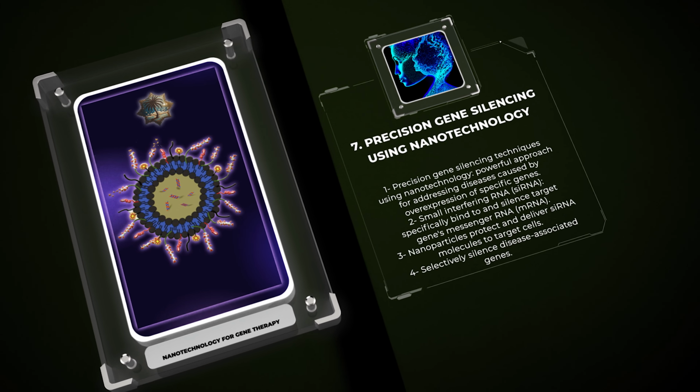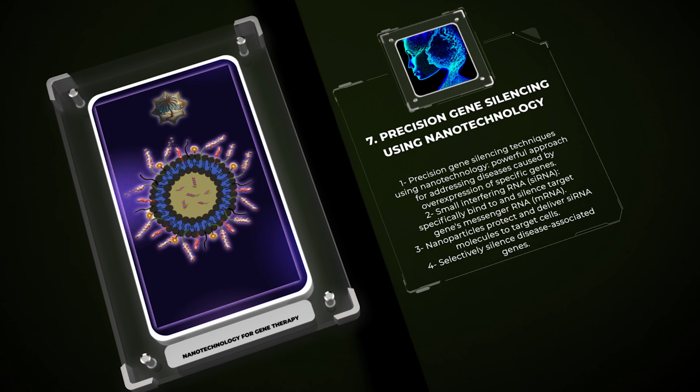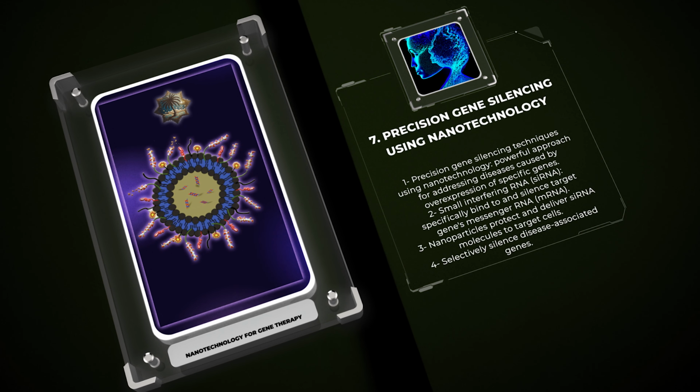Nanoparticles can be utilized to protect and deliver certain molecules to target cells, enabling efficient and precise gene silencing. By selectively silencing disease-associated genes, nanotechnology-based gene therapy holds the potential to treat a wide range of genetic disorders and could revolutionize the field of precision medicine.